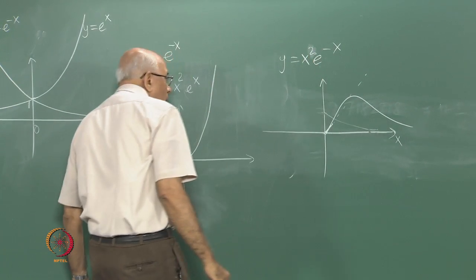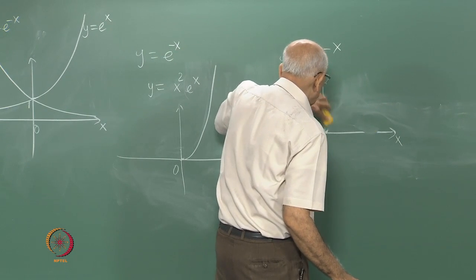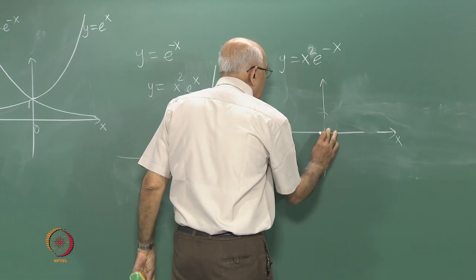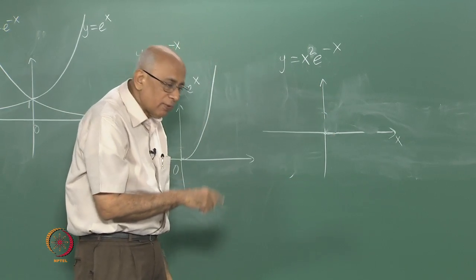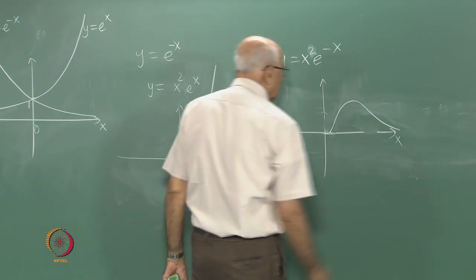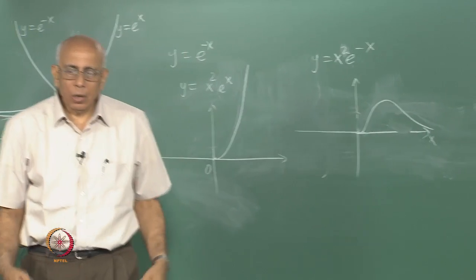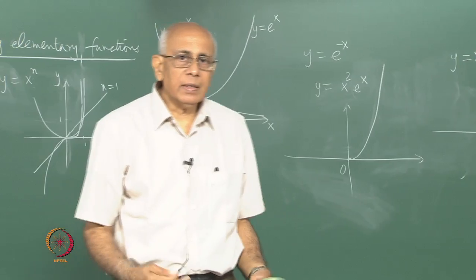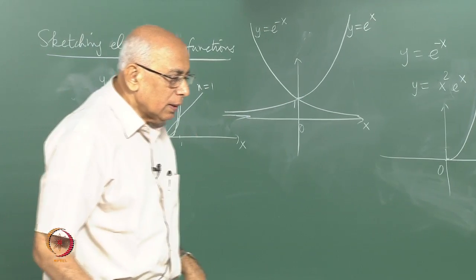It is going to behave in more or less the same way. The only difference now is that near the origin the behavior is like x squared, which is flat at the origin, and therefore you have a graph which looks like this, etc. So one can now multiply it by other functions of x and so on.